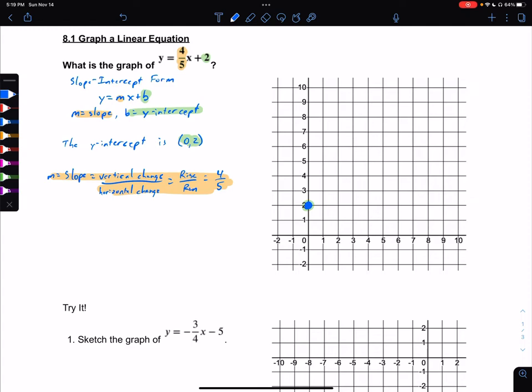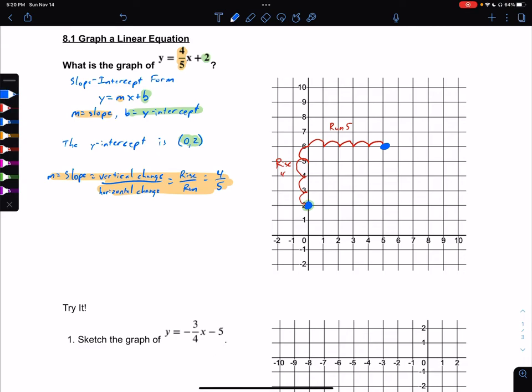From the y-intercept, I want to rise 4 places. We're going to take that point and go up 4 places. Oh, that's only 3. Good thing I can count. 1, 2, 3, 4. And then we're going to run to the right 5 places, and we can put our second point right there. So I have a rise of 4 and a run of 5.